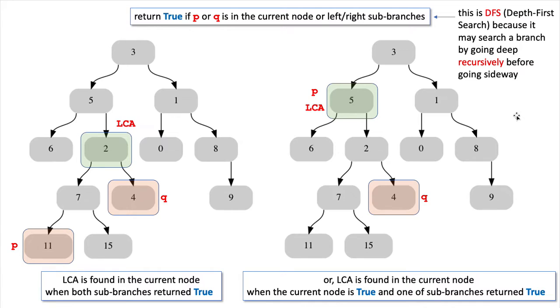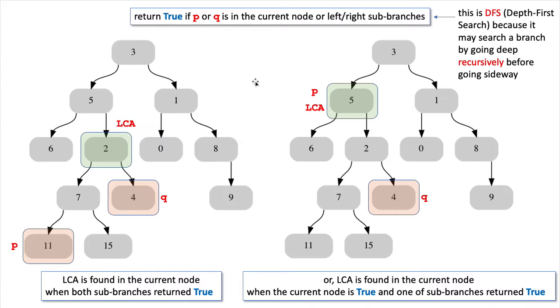So how do we approach this question? As in many questions, there are multiple answers. Today, I'd like to talk about a depth-first search method, which searches a branch by going deep recursively before going sideways. Basically, you need a function that will return true if P or Q is in the current node or left or right subbranches. And this function can be implemented in a DFS manner. This function can be very useful because it provides a way to find the LCA.